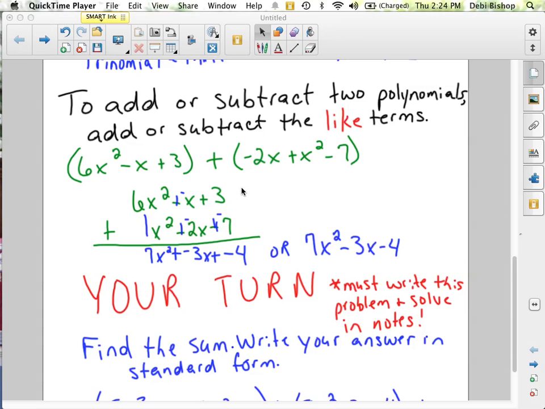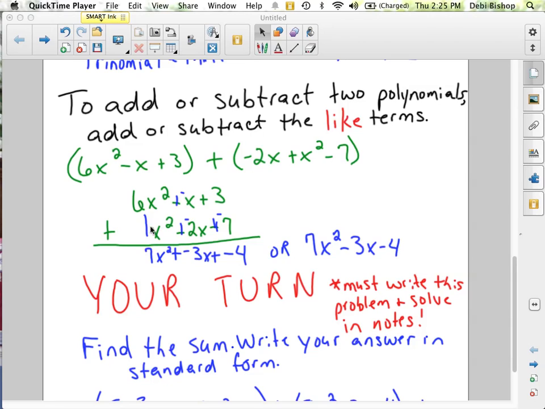Now, I find it is best to do the vertical form. So in your homework, I want to see your vertical form of adding polynomials. So here I have 6x squared, and again, put it in descending order, 6x squared minus x plus 3, and then we're adding, well, we have x squared as our like term to 6x squared, minus 2x as our term for negative x, and then minus 7 for 3.